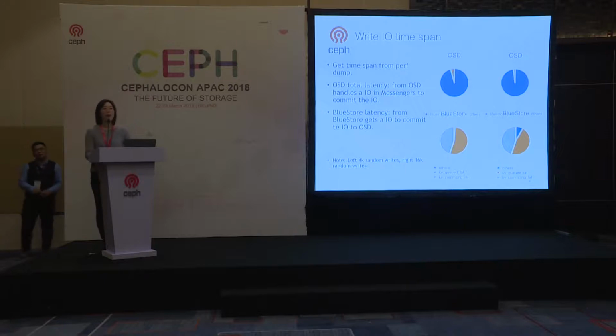After I enabled the BlueStore finisher multi-thread, the pie chart becomes like that. BlueStore is the main latency in the OSD latency. The left column is 4K random write, and the right column is 16K random write.